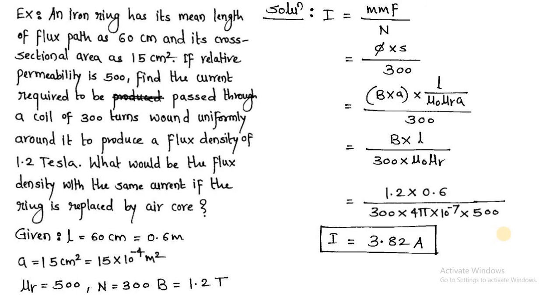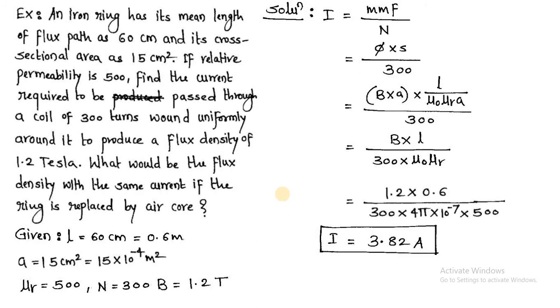That is the second part. Now, in the second part, we are going to use the same value of current, because they have mentioned if the same current is passing, then what would be the flux density if the ring is replaced by air core. Okay, if the ring is replaced by air core. So, we are in the second part.